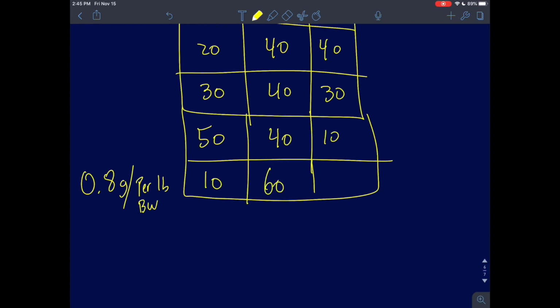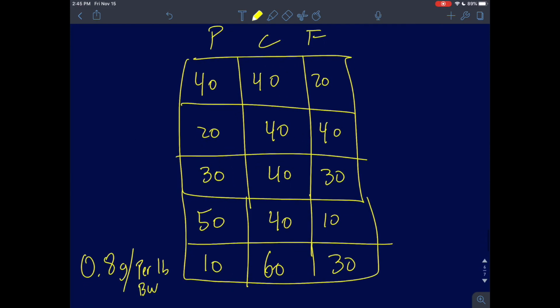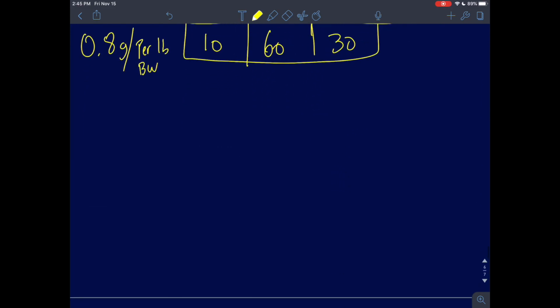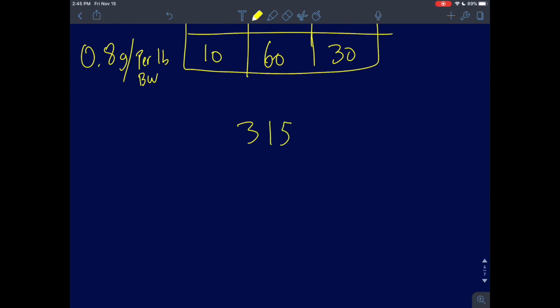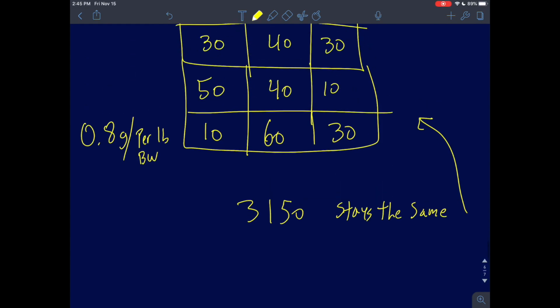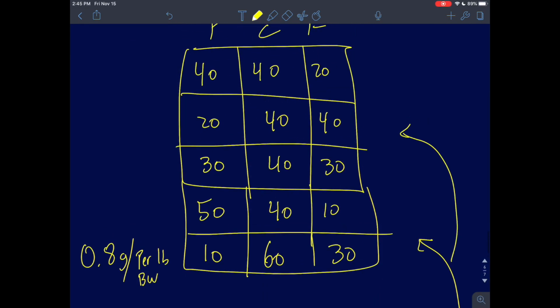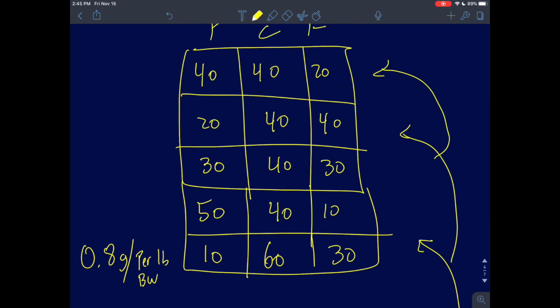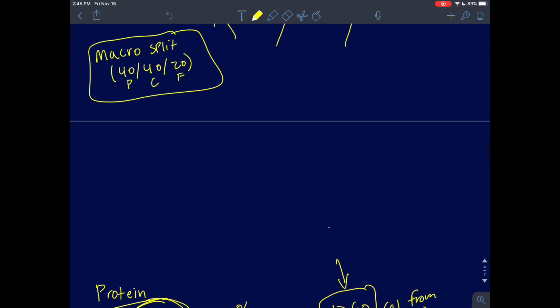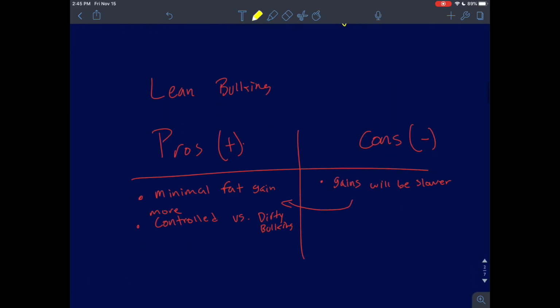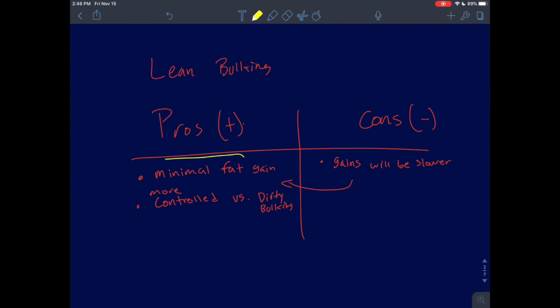If you love carbs, you can do that. So 10% protein, 60% carbs, 30% fat. As long as your original calories stay the same, then your percentages can fluctuate. It doesn't really matter. It's really up to personal preference. Again, we are lean bulking, remember? It doesn't really matter. As long as our calories are the same, we will still benefit from minimal fat gain and more controlled gains versus dirty bulking.